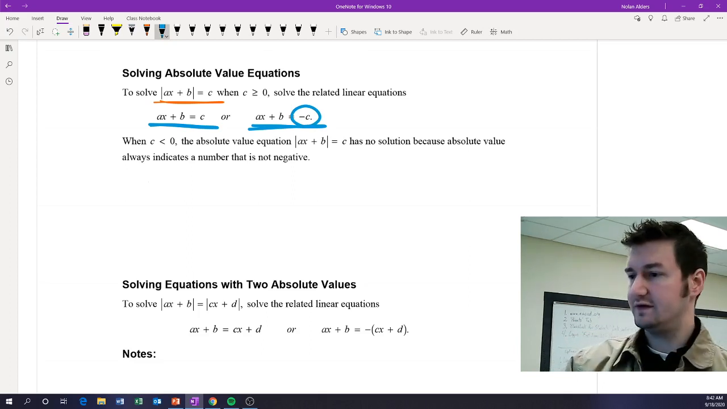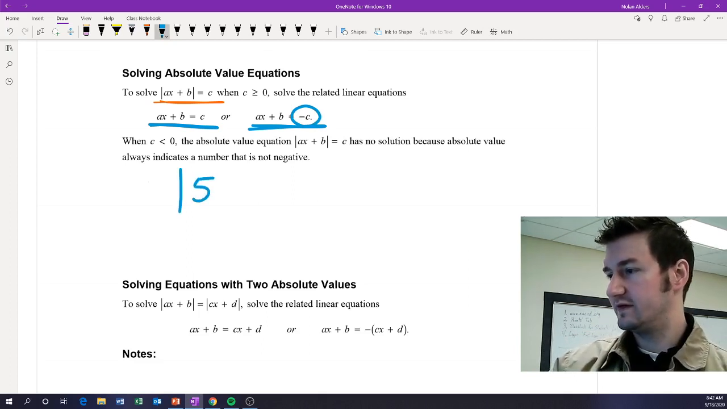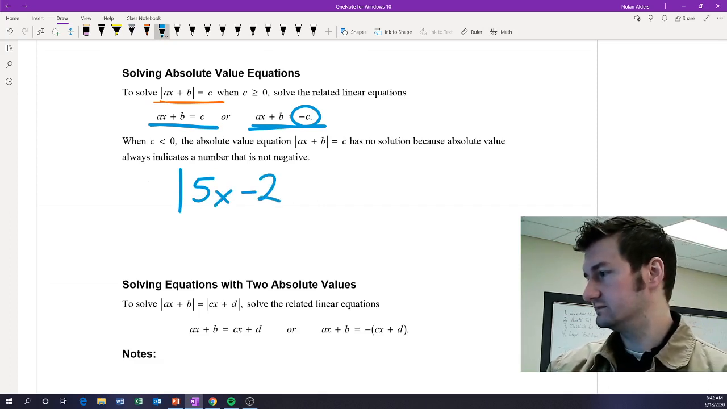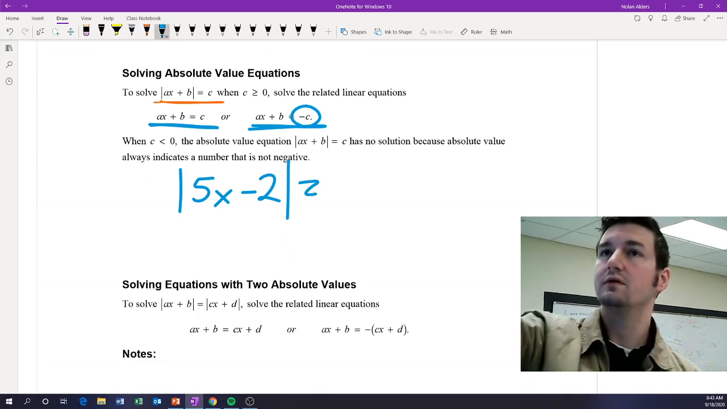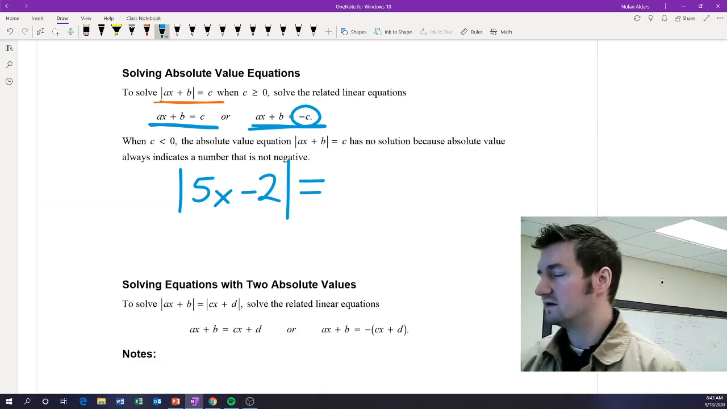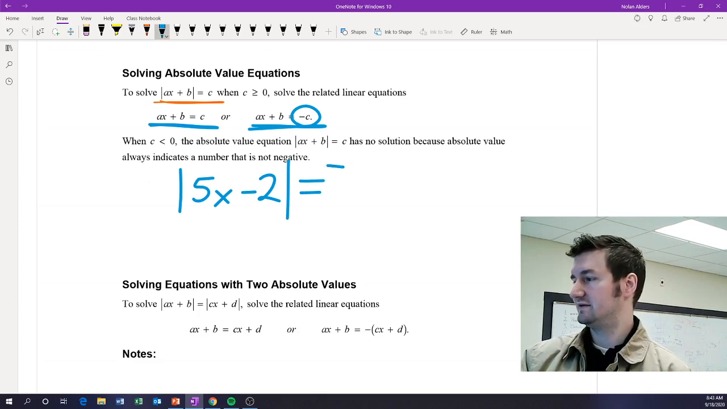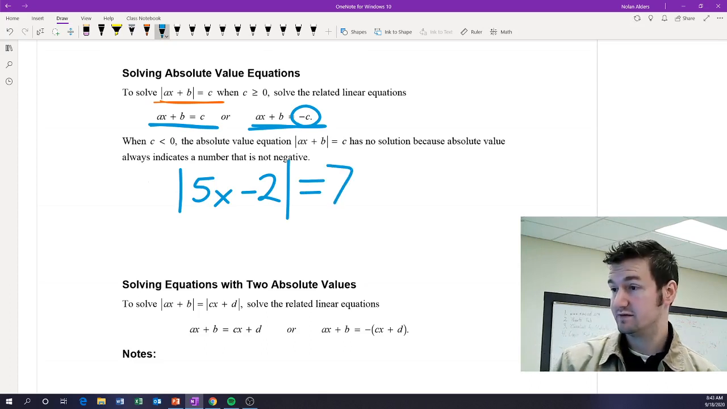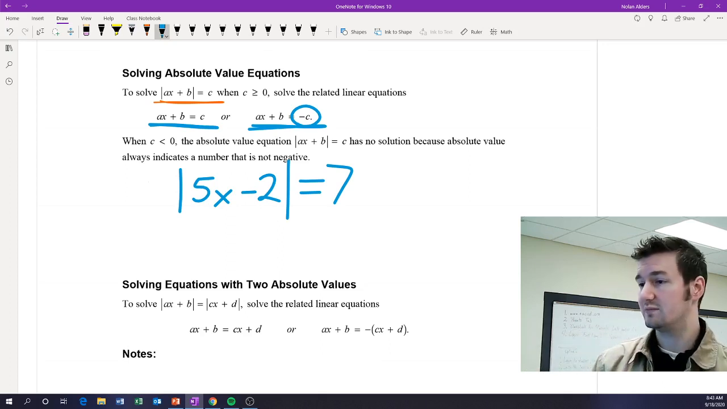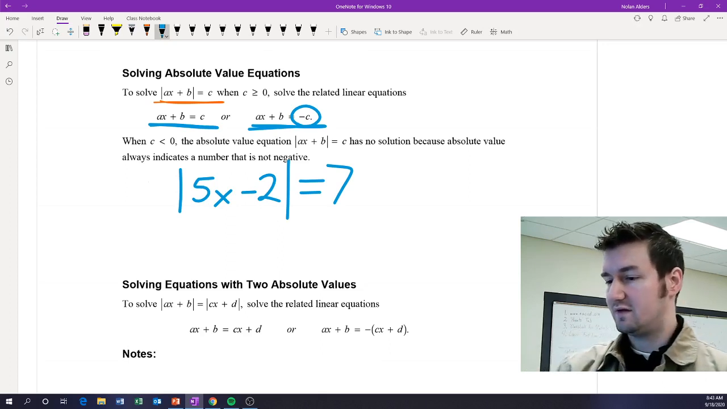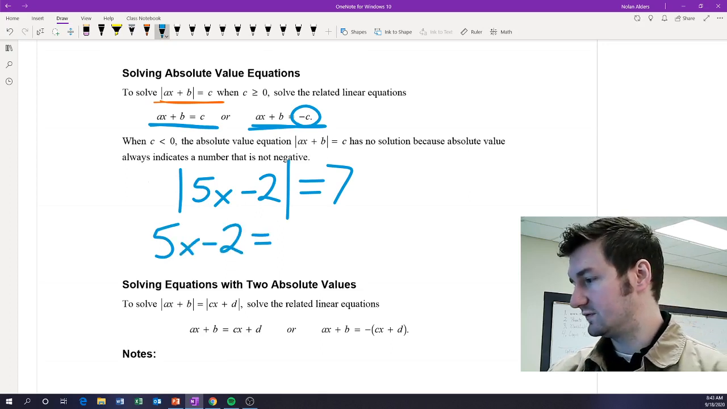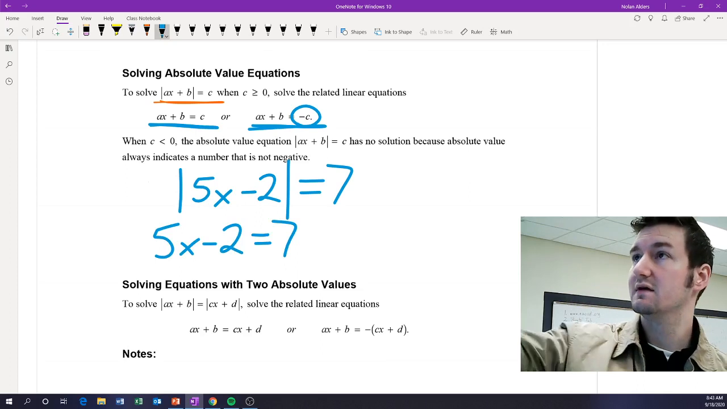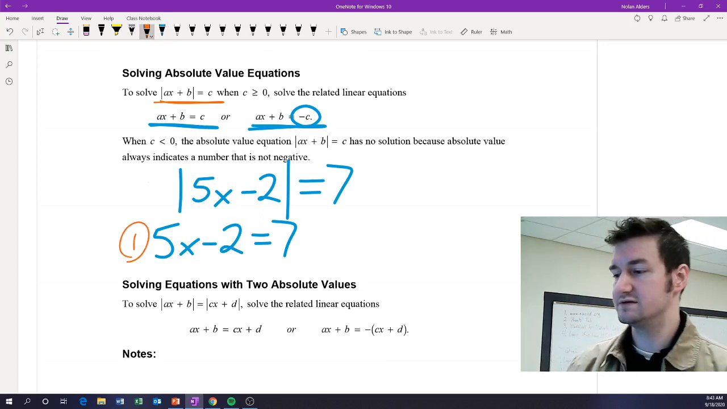So for example, let's say we have the absolute value of 5x minus 2, and let's set that equal to 7. To solve this equation, we're going to split this absolute value equation into two separate equations. So we would solve the equation 5x minus 2 equals 7. So that's our first equation.